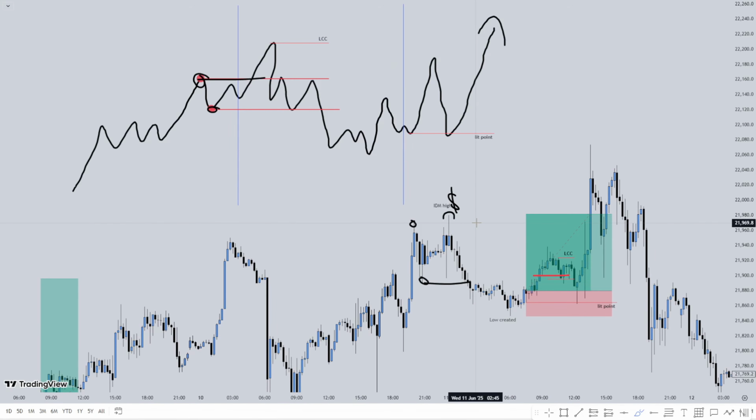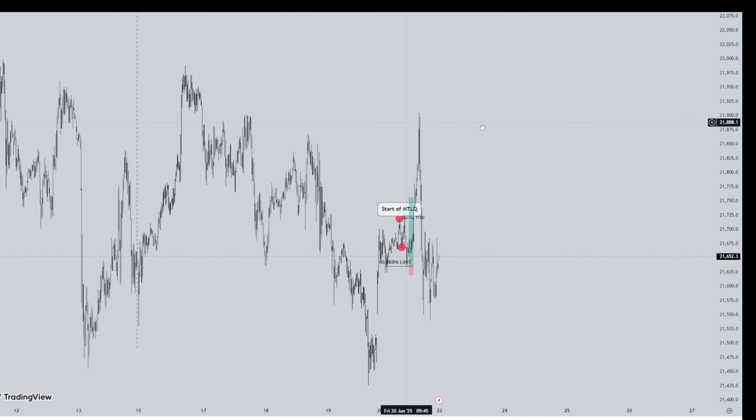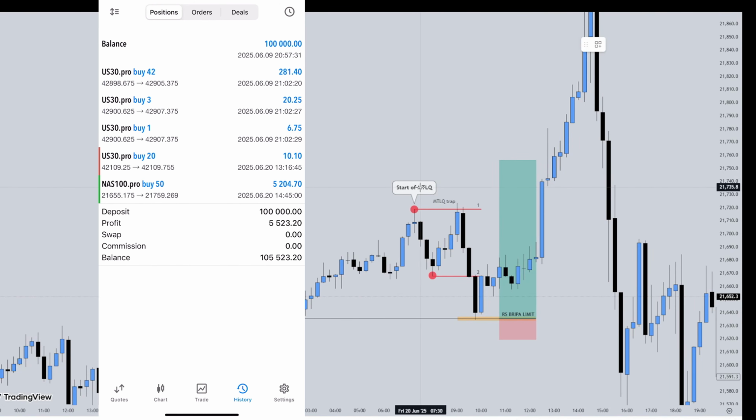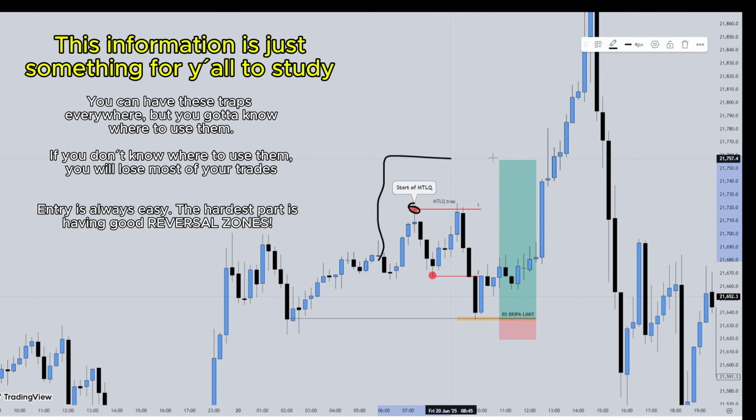Here on YouTube, I'm not going to show my entry model, but it's something similar to this. I wait for more confirmation than just the 50% of the range, but most of the time it's going to get respected. And the same thing happened on Friday, as you can see right here. The multi-time frame liquidity cycle created this high, this low. So this was the LCC, liquidity cycle candle. We had our buying level right here.